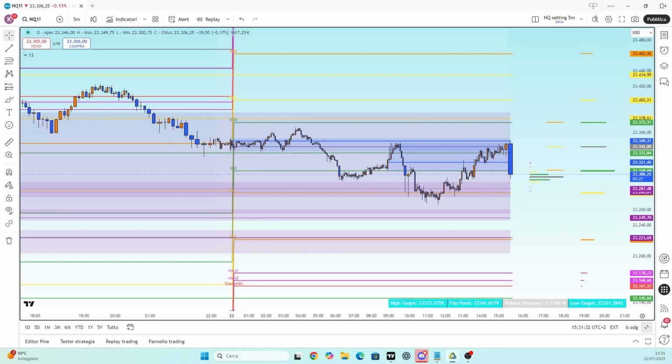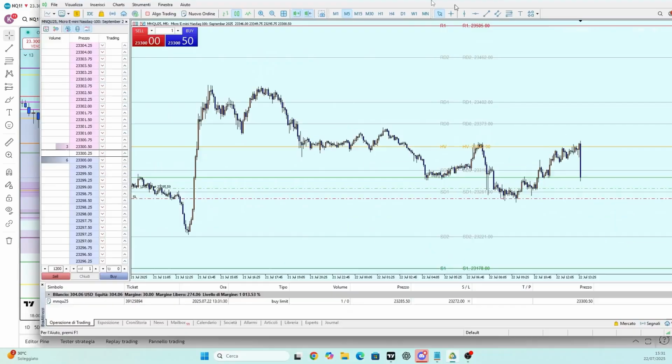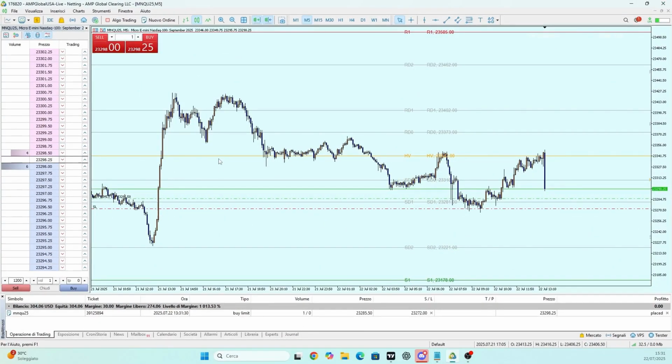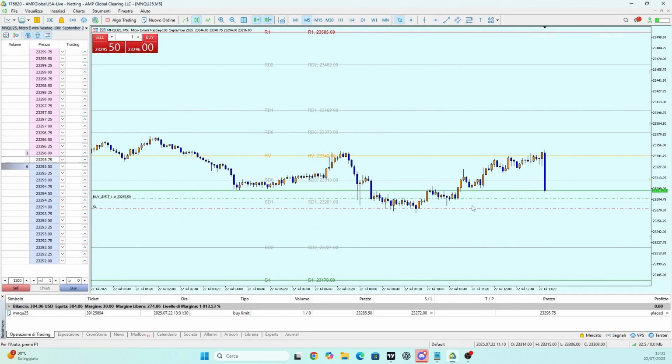I've placed a long order at 23,285 with a stop at exactly 23,272. I will now show you on MetaTrader. Here it is clearly entered. This is indeed the long buy limit order. Okay, buy limit, this is the stop.